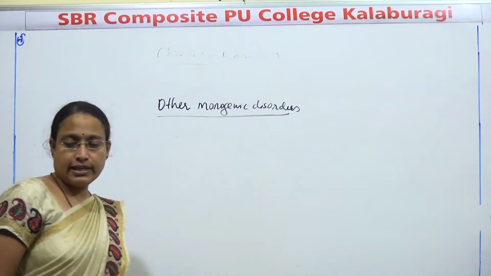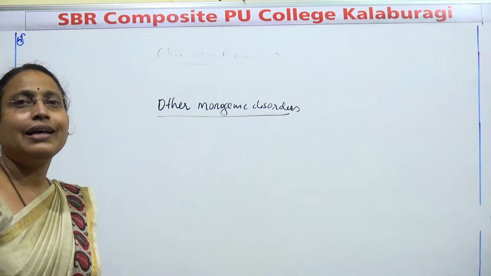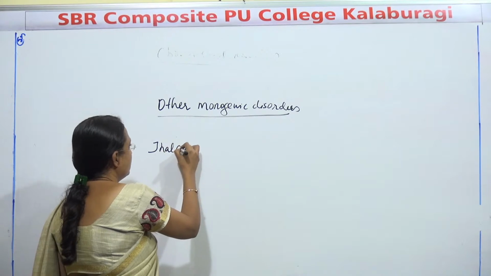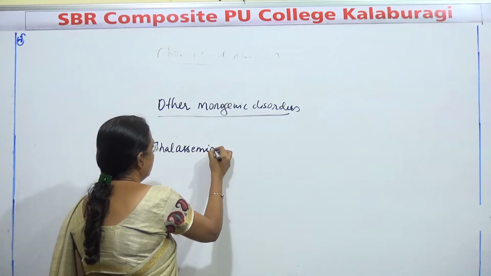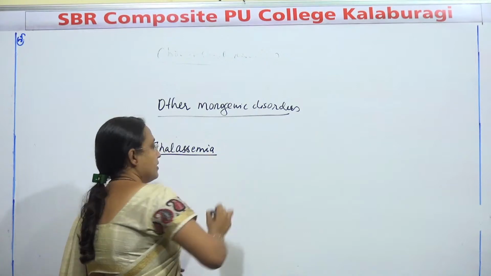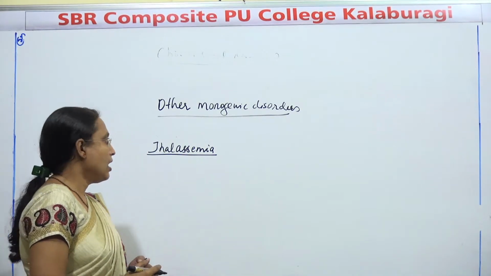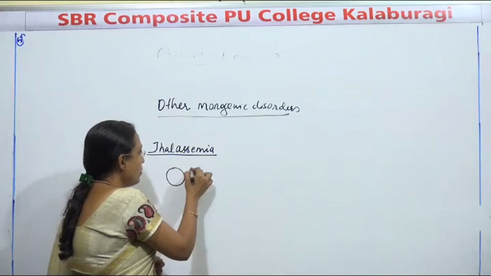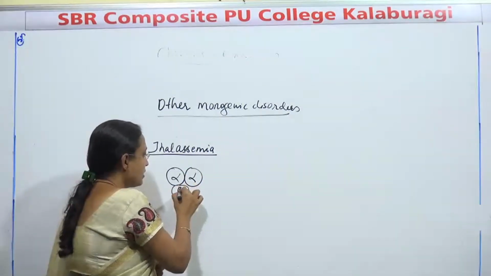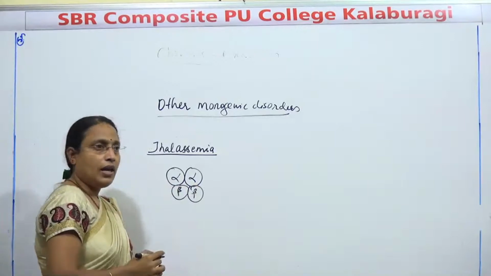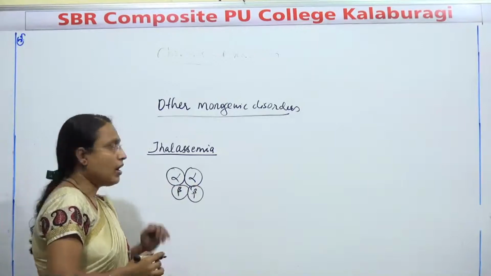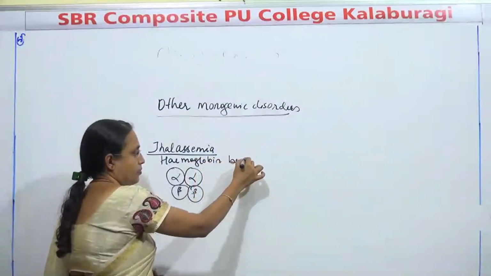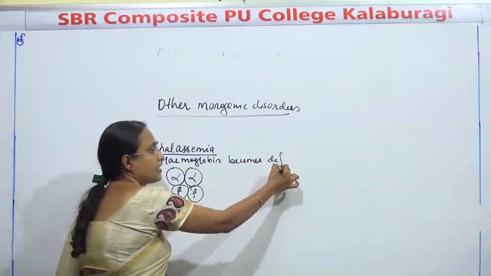The next monogenic disorder is called thalassemia, related to defective hemoglobin. Here, you know that hemoglobin has an alpha chain and a beta chain. Now the hemoglobin chain becomes defective.